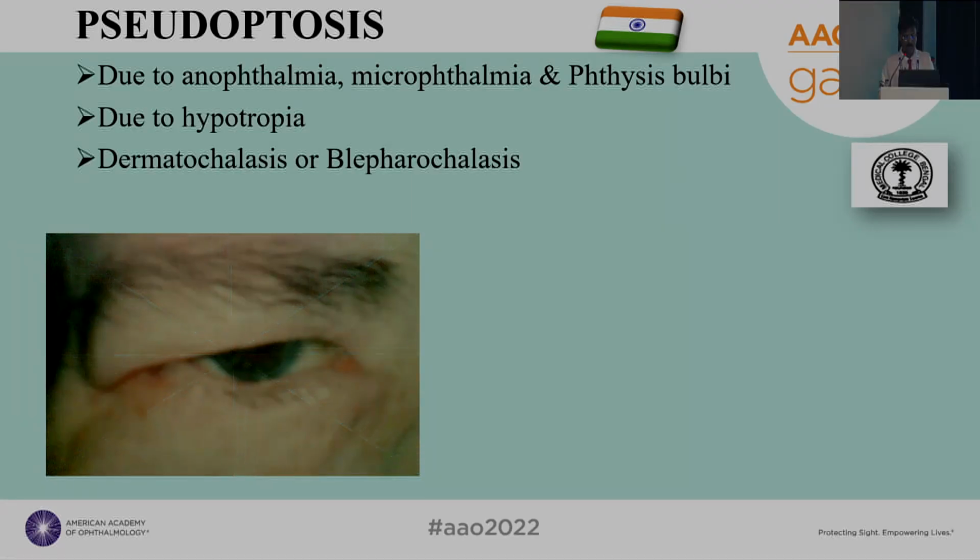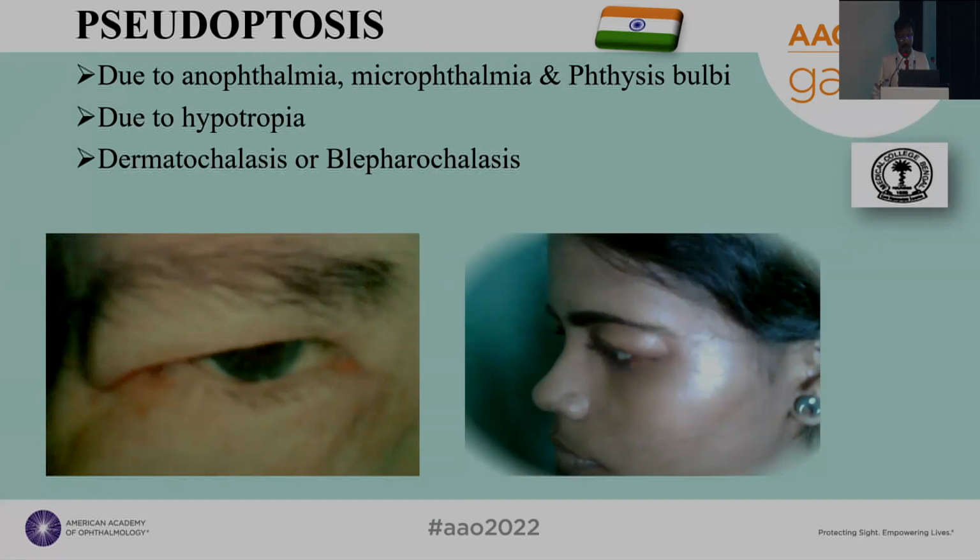So, ptosis can be classified into neurogenic ptosis, myogenic ptosis, traumatic ptosis, and mechanical ptosis. Pseudoptosis is nothing but anophthalmia, microphthalmia, phthisis bulbi. These are the lack of support of the eyelid because the eyeball diameter is very small. Due to shrinkage of the eyeball, support is not there, which may lead to ptosis.